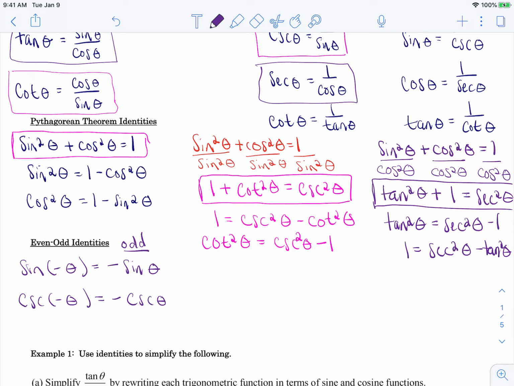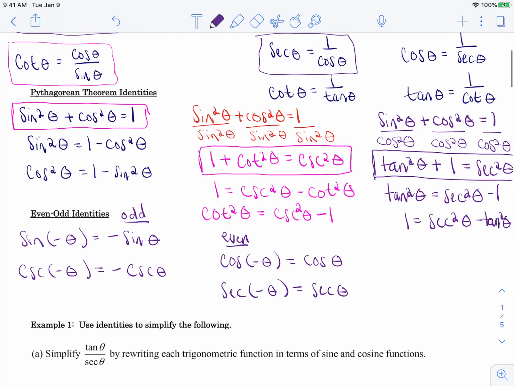We also know that cosine is an even function, so when I put in a negative, it does not affect my output. Well, if that's true, same goes for its reciprocal. And if tangent's definition is sine divided by cosine, well, that's an odd divided by an even. You can kind of think of it as like negatives. Then tangent is also an odd function. And that goes for its reciprocal as well.